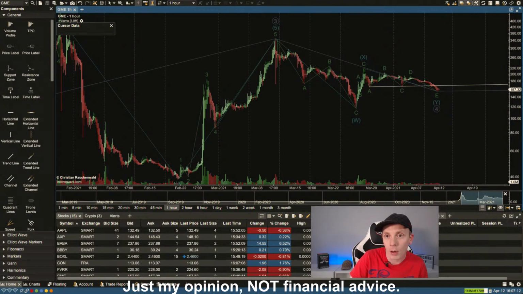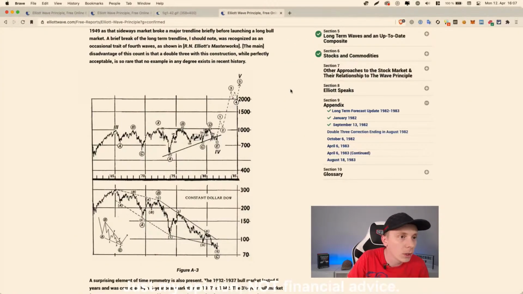According to our one-page cheat sheet, and I'm just gonna use my phone as a bookmark here for a second. According to our one-page cheat sheet, actually wave 2 can never be a triangle. Yeah, so it's literally not a triangle, but apparently it can be in rare cases. And also, if we read about triangles and about double threes in the book, so back to the book, we're gonna keep this open.